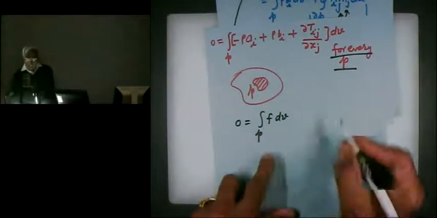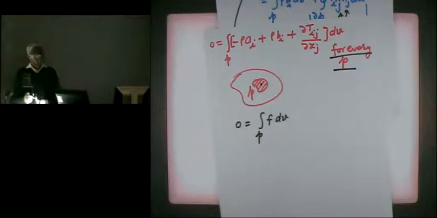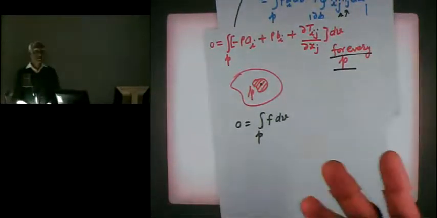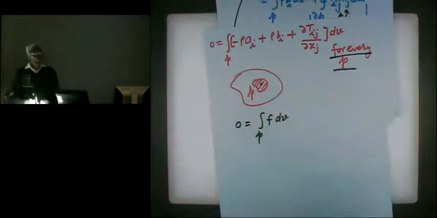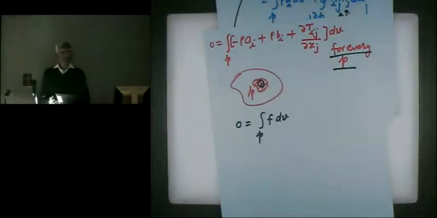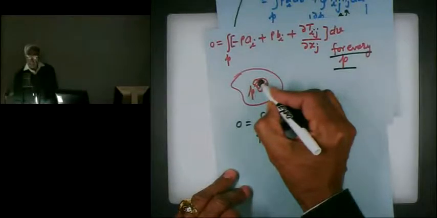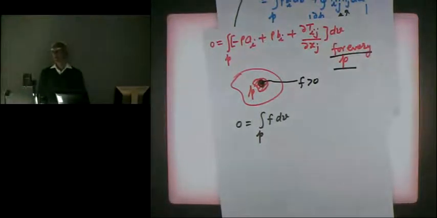If at this point X, F is positive, and it's a continuous function, it cannot suddenly become zero or negative. So it's positive over a tiny portion around that point. If the function were discontinuous, yes, but this is a continuous function. Therefore, if F is positive on this portion, I can take this tiny piece, the black colored portion, as my P.